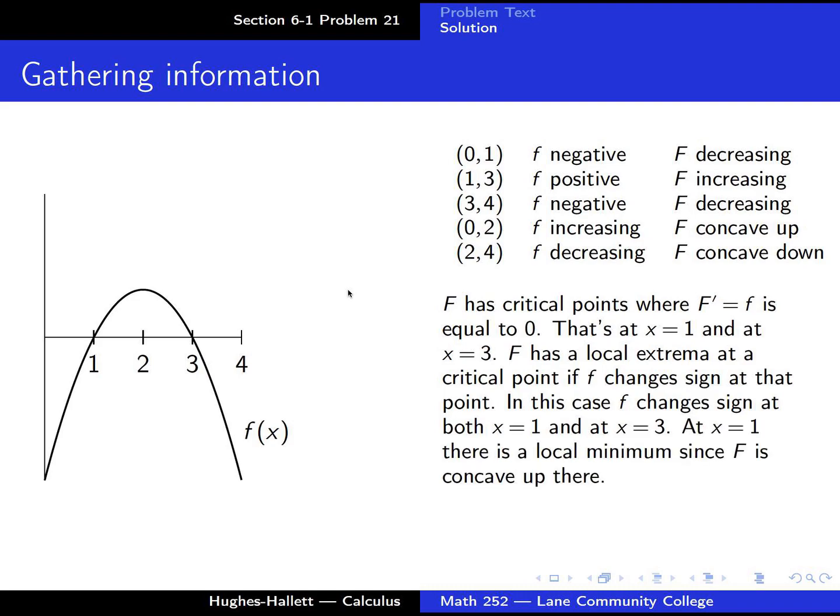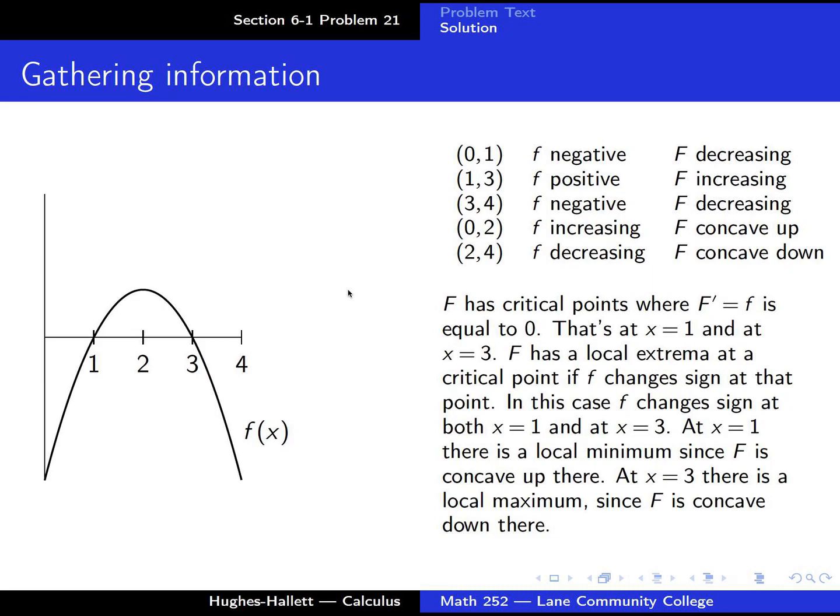At x equals 1, we have a local minimum because capital F, we've just decided, must be concave up at x equals 1. And if it's concave up and we've got a critical point, then we must be looking at a place where we have a local min. Similarly, at x equals 3, we have a local max since capital F is concave down at x equals 3.